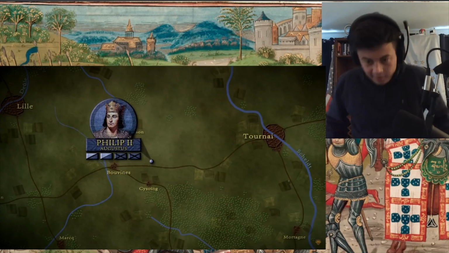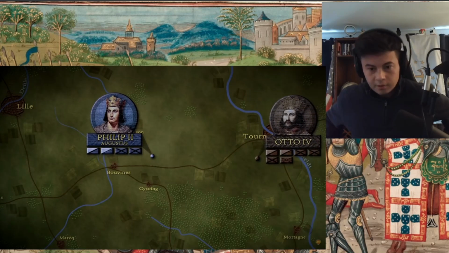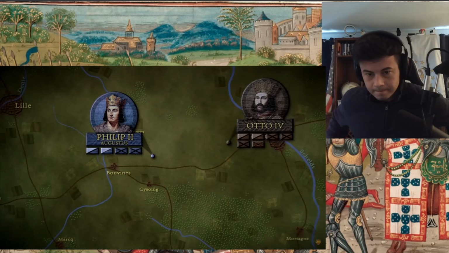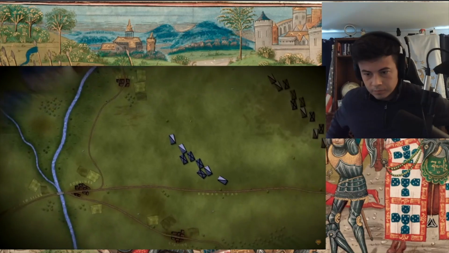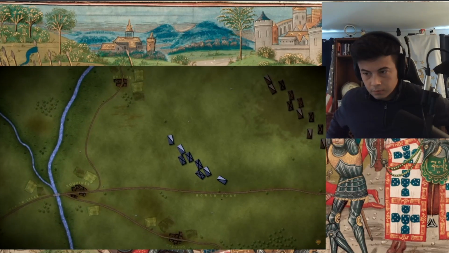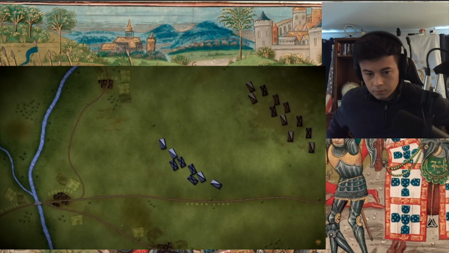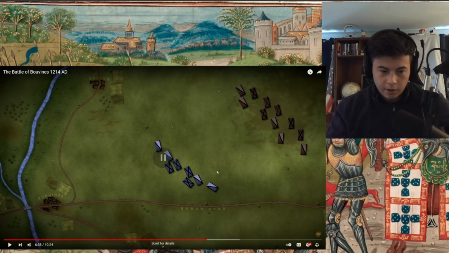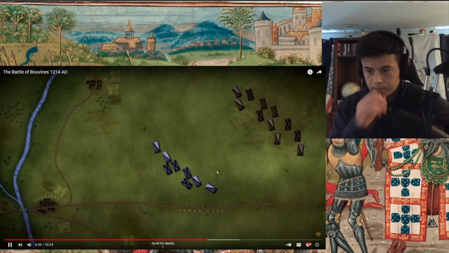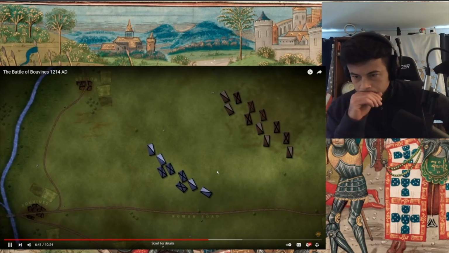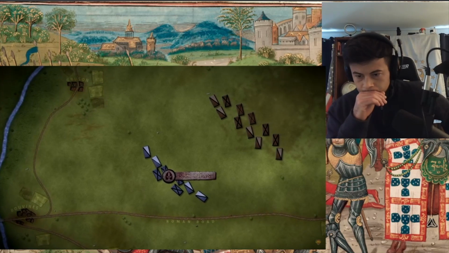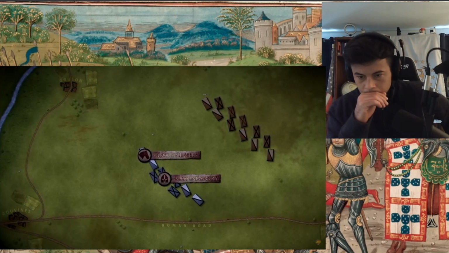Otto was surprised when he learned of the French position, yet seeking battle, he marched to meet them. The opposing forces met on a plain east of the town Bouvines and began deployment. We don't know exactly how many soldiers Philip fielded, but modern estimates give him around 5,000 to 6,000 infantry and a little more than 1,000 mounted knights.